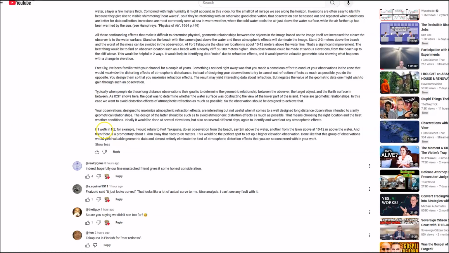I ended with, if I were in New Zealand, for example, I would return to Fort Takapuna, do an observation from the beach, say 2 meters above the water, another from the lawn above at 10 to 12 meters above the water. And then I'd go to that promontory or that other place I found that's about a kilometer and a half away, and it gets up to 80 meters high. This would be the perfect spot to set up a higher elevation observation. Done like that, this group of observations would yield valuable geometric data and almost entirely eliminate the kind of atmospheric distortion effects that you, Sky-Free, are so concerned about within your own work.